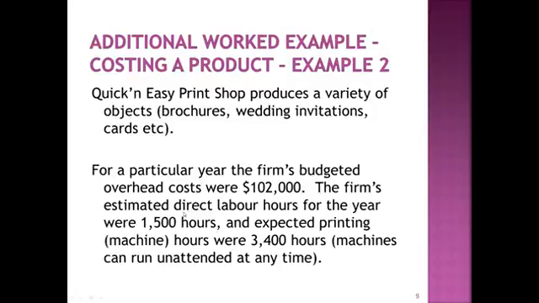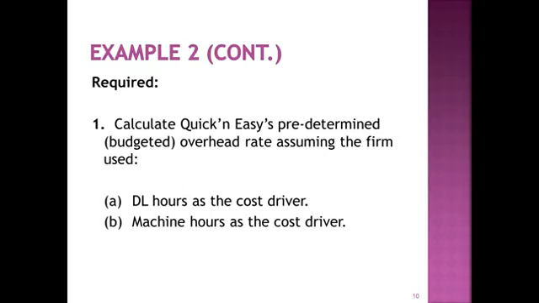All right, so just another example. So we're going to look at example number 2. Quick and Easy Print Shop produces a variety of objects. So they produce brochures, wedding invitation cards, etc. For a particular year, the firm's budgeted overhead costs were $102,000. The firm's estimated direct labour hours for the year were 1,500 hours and expected printing or machine hours were 3,400 hours, and machines can run unattended at any time.